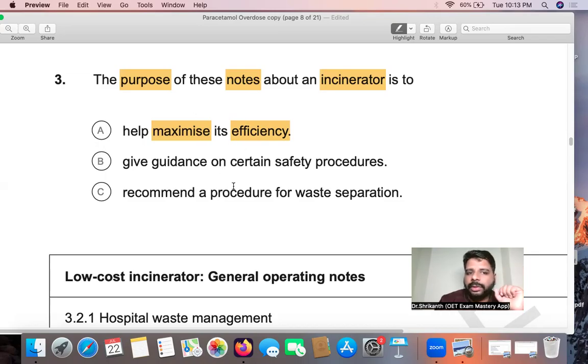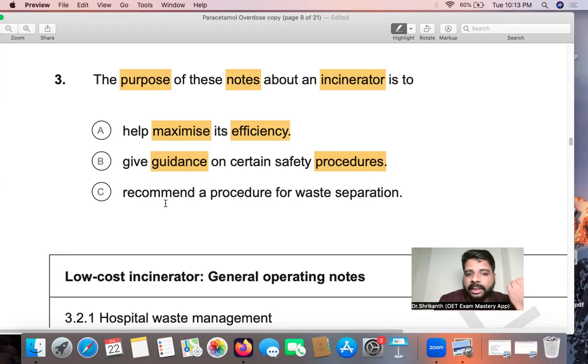The purpose of these notes is to give guidance. Guidance basically means what? Help. Okay, it is to help the staff on certain safety procedures. Procedures basically means what? It is a step-by-step process. So this is a safety procedure, and I'm helping you to do these safety procedures. That is what answer option B is telling.